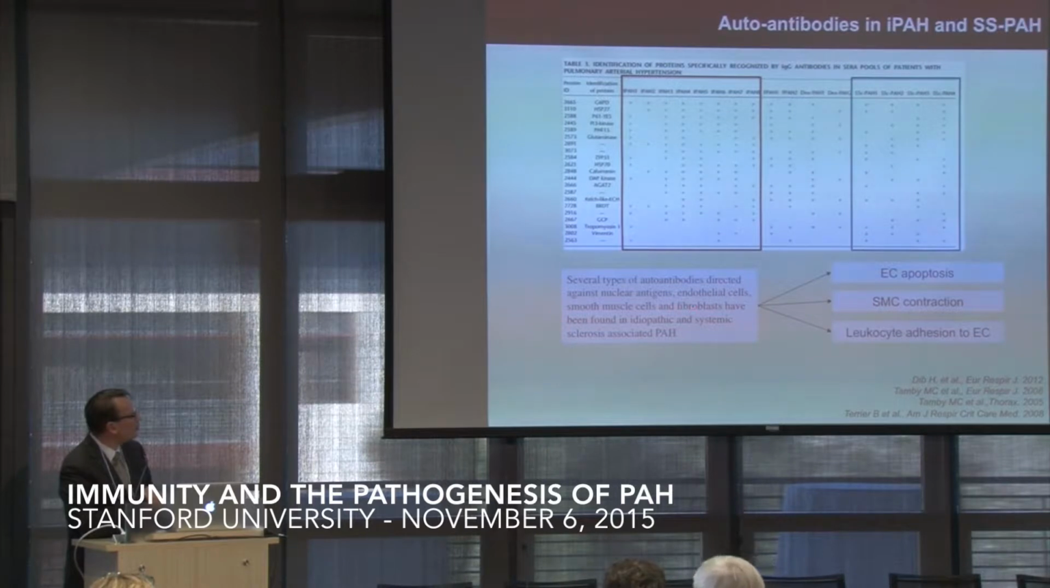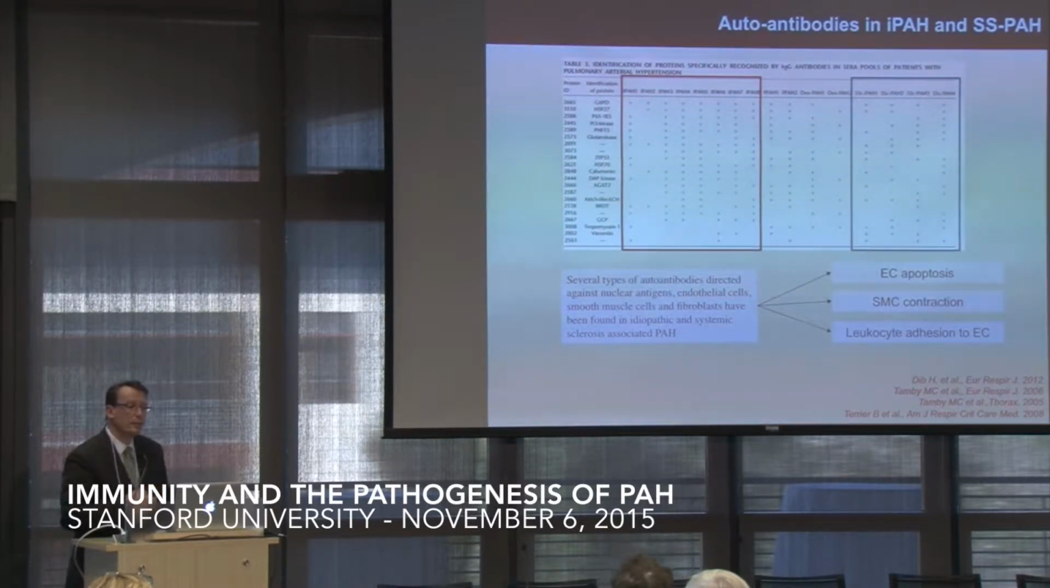They are characterized by a multitude of autoantibodies directed to nuclear antigens, endothelial cells, smooth muscle cells, and fibroblasts. And quite interestingly, if you compare the red square and the blue square, you see that the number of autoantibodies in the scleroderma patients and in the idiopathic PAH patients are broadly the same. So the circulating blood of these patients is full of autoantibodies.